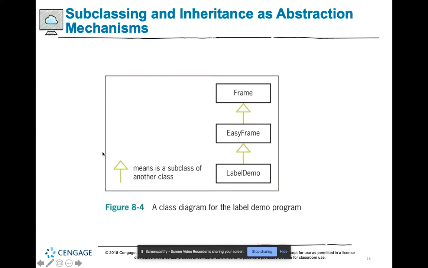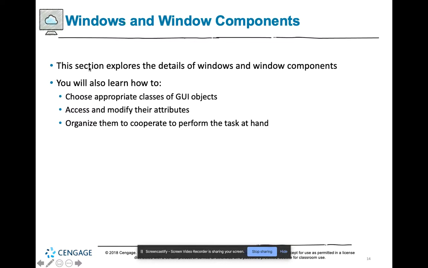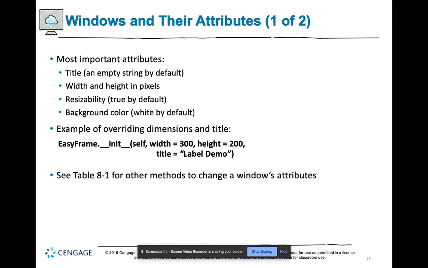So this is a diagram. Label demo is a subclass of EasyFrame, which is in turn a subclass of frame from tkinter. All right, so we're going to explore the details of window and window components. So we'll learn how to choose appropriate classes of GUI objects, access and modify their attributes, and organize them to cooperate to perform the task at hand.